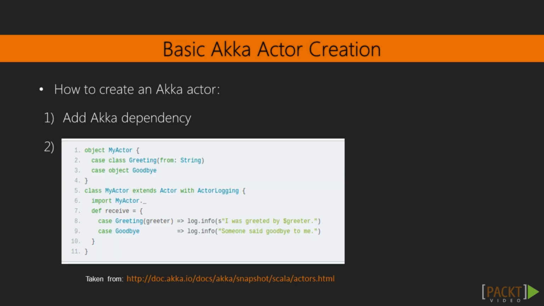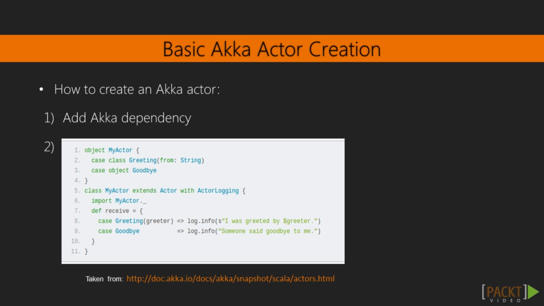Now let's take a look at a very simple Akka actor example. The first thing you need to do is include the Akka Maven dependency in your build file. After you have the Akka dependency, you can create an actor. An actor is a Scala class that extends the actor trait, which comes from the Akka dependency you just added. The actor trait has an abstract receive method, which you must implement in your class. The receive method is where you define what happens when your actor receives a message. A message is typically just a Scala case class or case object.